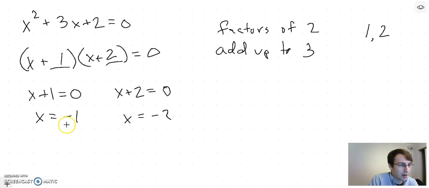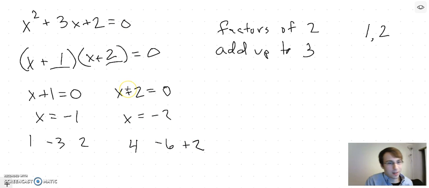Cool. We can just double check that by plugging it back in. -1 squared is 1, then plus 3 times -1, that's -3, and then plus 2. This all sums to 0. Good. How about -2? -2 squared is 4, and -6, and plus 2. This all sums to 0. That's also good. So we're good. We found the right answer.